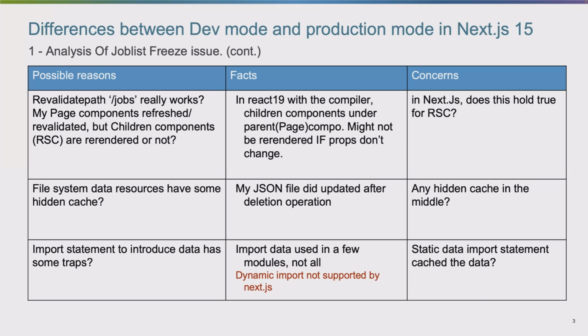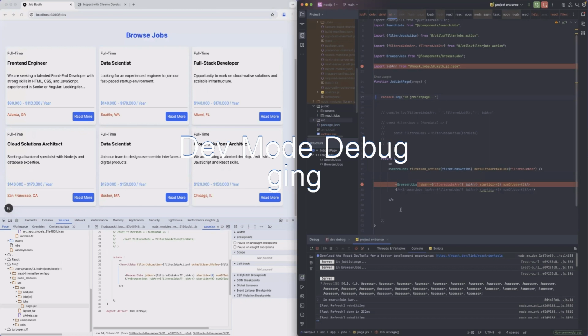The ECMAScript JavaScript module system has a cache system to cache the imported content. So does it affect my code? I should verify them. Let's dive into my debugging, because I need to use debugging to isolate these different possibilities and try to find out the root cause. Let's head on over to the debugging system.